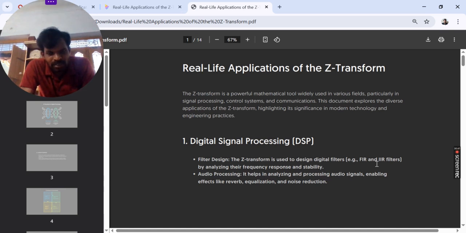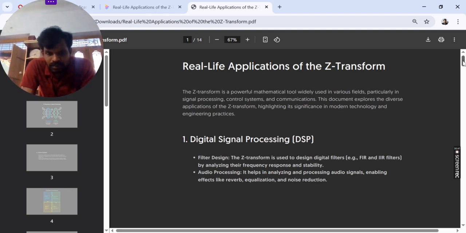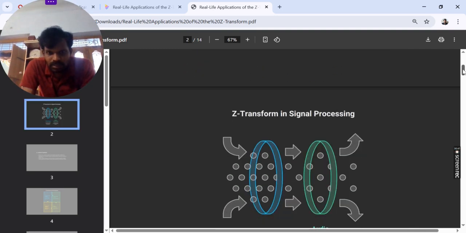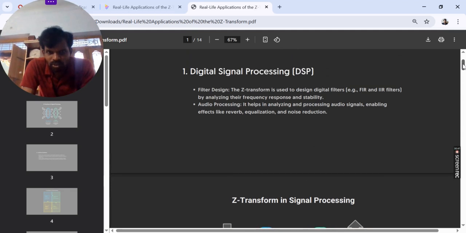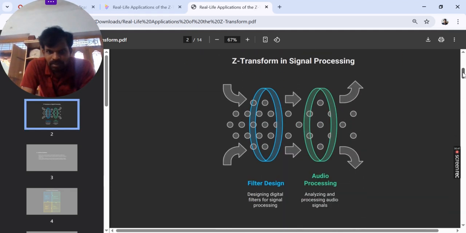And coming to the analog filters, that is Chebyshev and Butterworth approximations, these all come under the category of analog filters. To analyze the digital filters, we are going to use the Z transform. So it is the first application of Z transform: filter design, that is designing digital filters for signal processing.